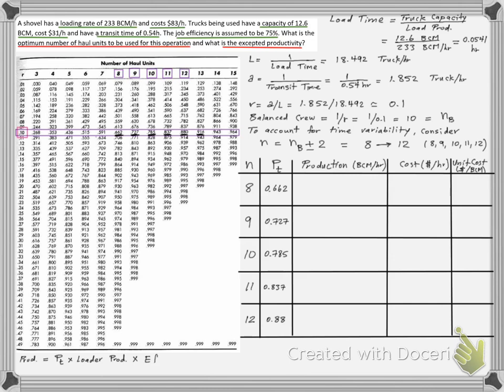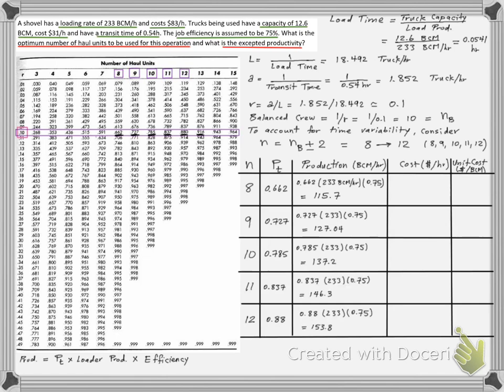We will use the third column to calculate the hourly production by multiplying PT, the shovel loading rate, and the operation efficiency. For the same operation, the loader production and efficiency are constant. The production is basically dependent on the PT value.